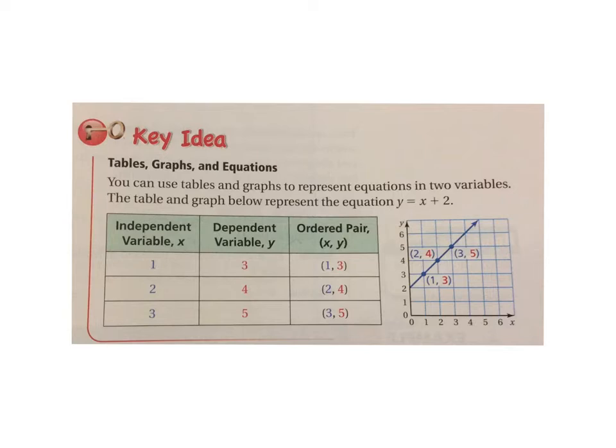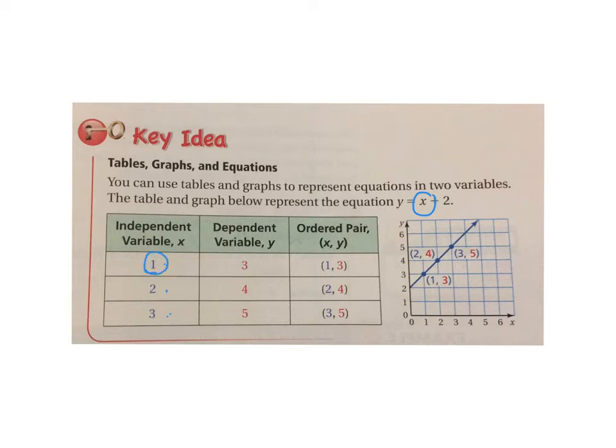So looking at the screen, the key idea says tables, graphs, and equations. You can use tables and graphs to represent equations in two variables. The table and the graph below represent the equation y equals x plus 2. So what they've done is they have chosen some values for x. And they chose 1, 2, and 3 for x. When they substituted 1, 2, and 3 for x, and then added 2, then we found our y value.